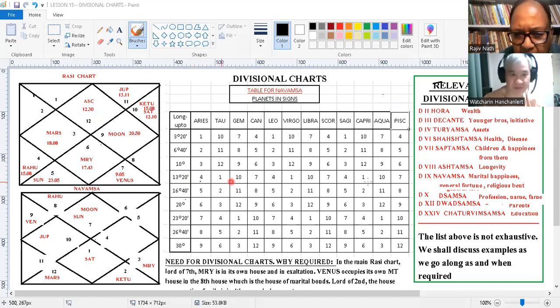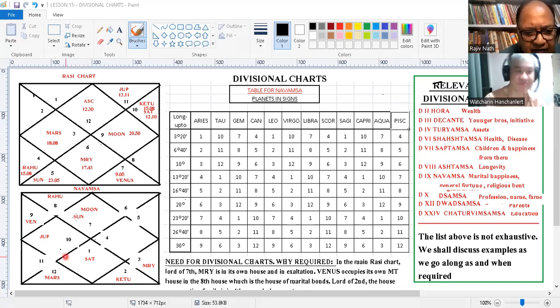What is written in front of this column for Pisces? 7, Libra. So the Navamsa Lagna becomes 7, Libra. And then automatically these houses fall into place.